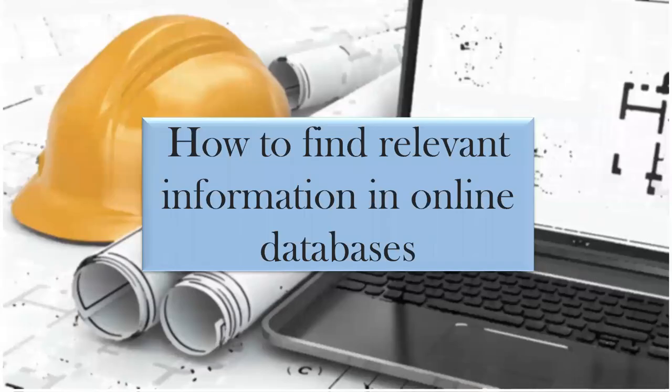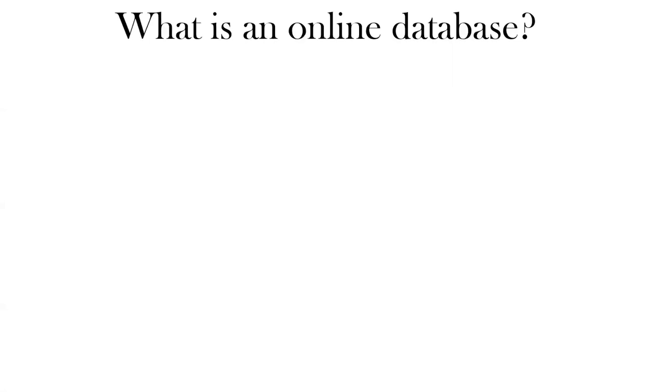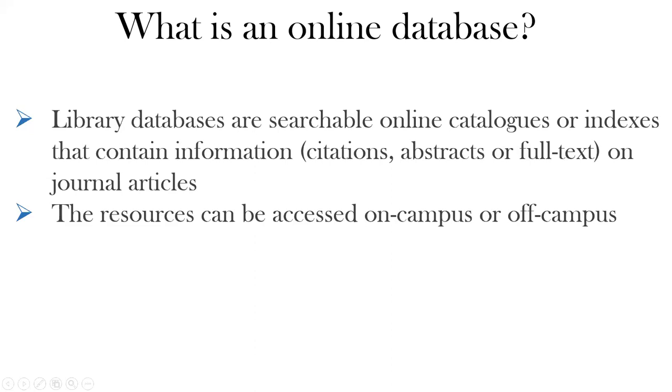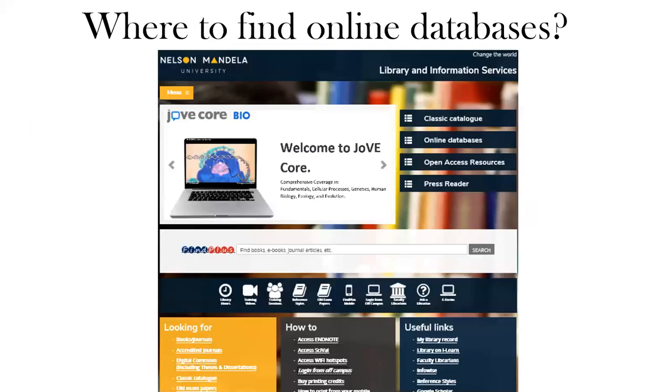How do I find relevant information in online databases? First of all, we need to look at what is an online database. Library databases are searchable online catalogs or indexes that contain information on journal articles. The information can be in citation format, abstracts, or full text articles. We will only look at full text articles, which we will be able to download. The resources can be accessed on campus or off campus.